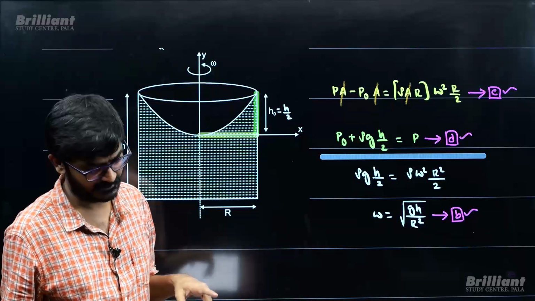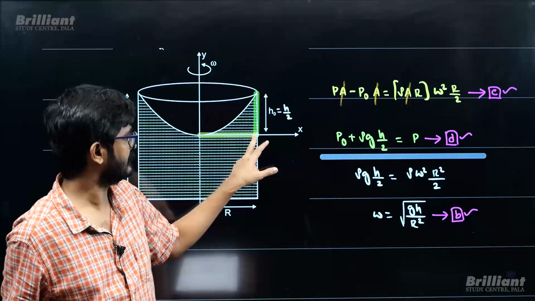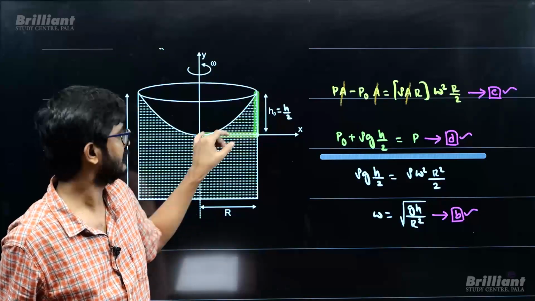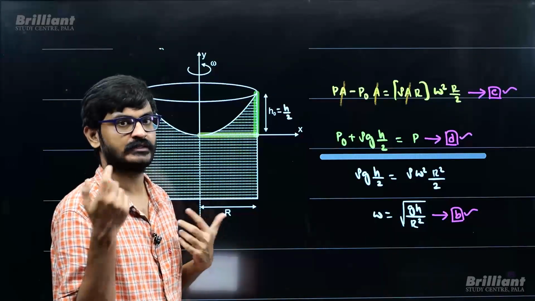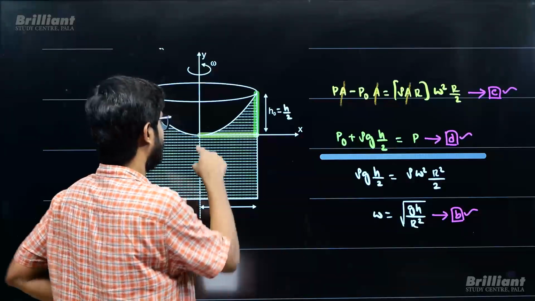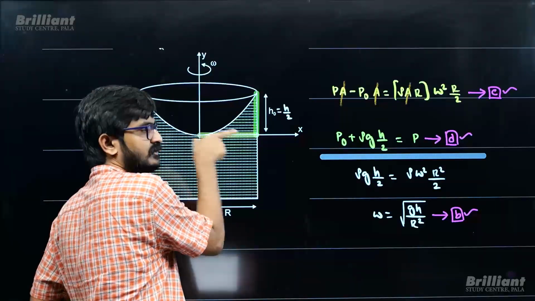I am going for option B. So for that I am taking one imaginary water cylinder here. Now this is performing circular motion. When something is performing circular motion, net force towards the center must be equal to m omega square r. Here it is atmospheric pressure, so the force will be P naught into A.